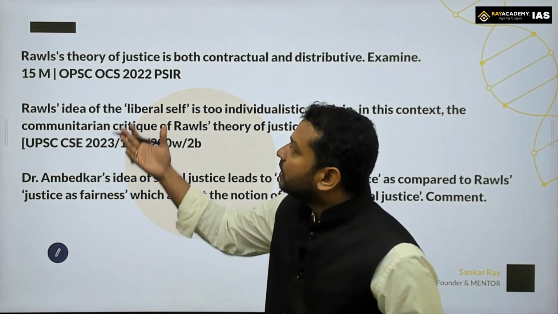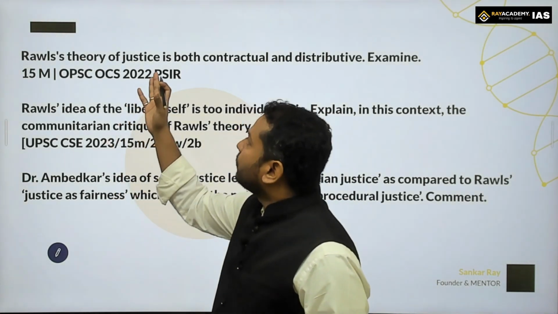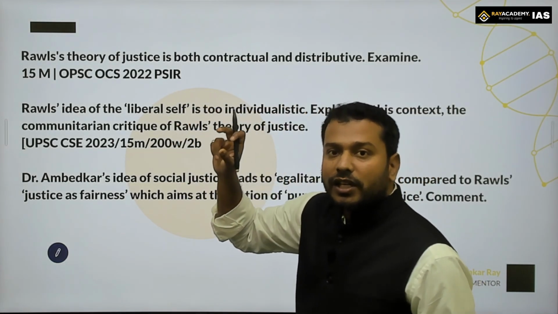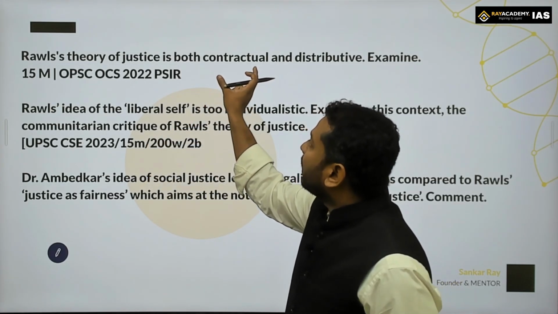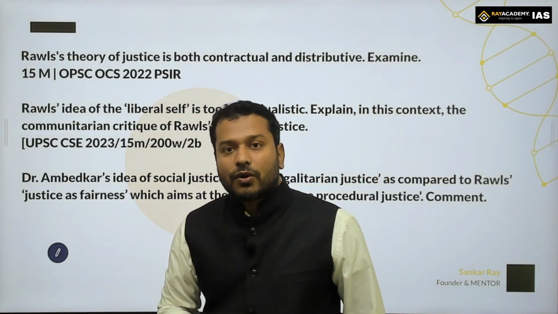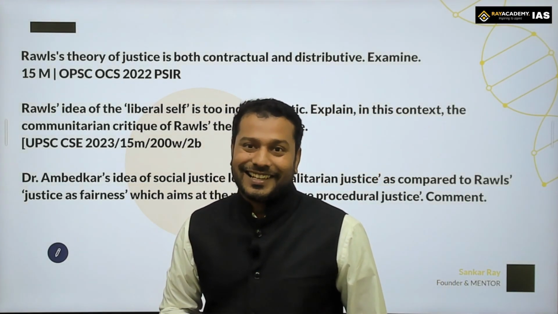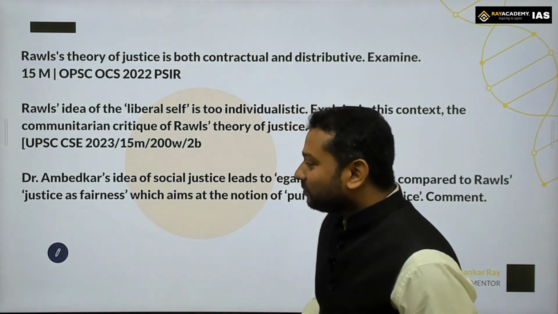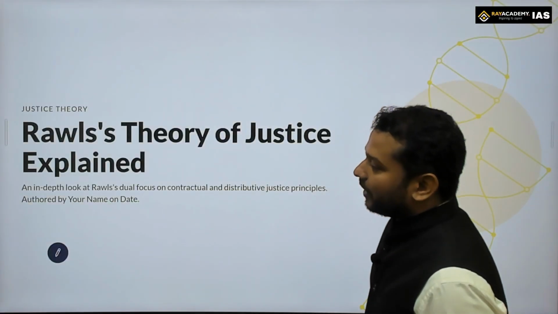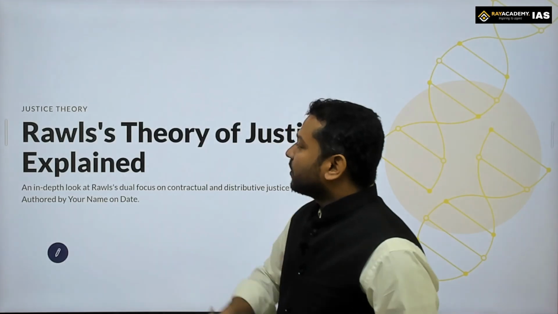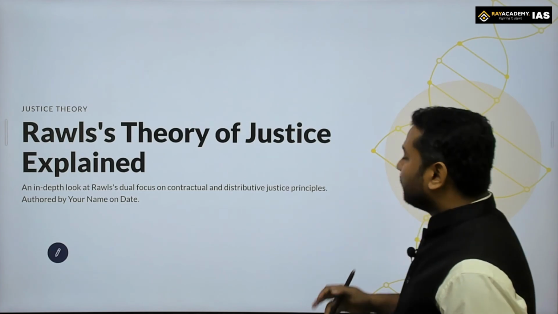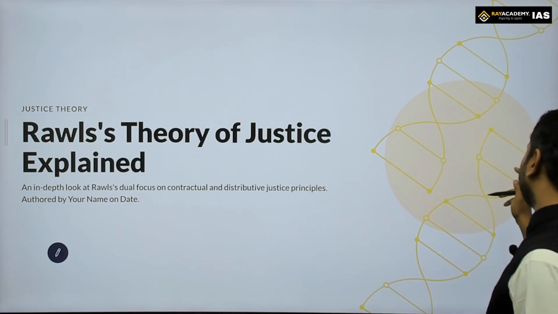If the question asked is based on Rawls' theory of justice being both contractual and distributive, then we need to examine what the contractual elements and what the distributive elements of John Rawls' theory of justice are. Let us understand this in our classes. So Rawls' theory of justice, this is how we are going to explain in depth.